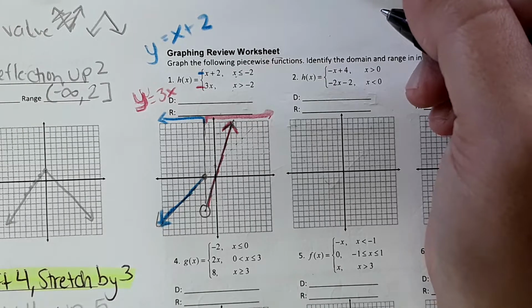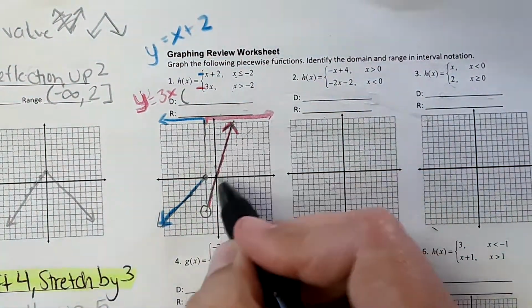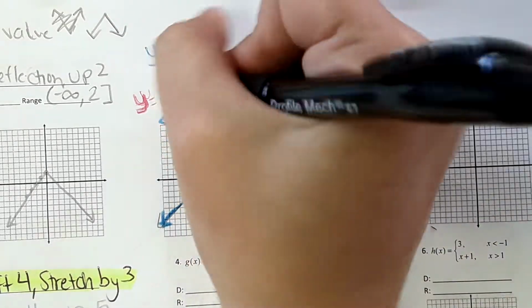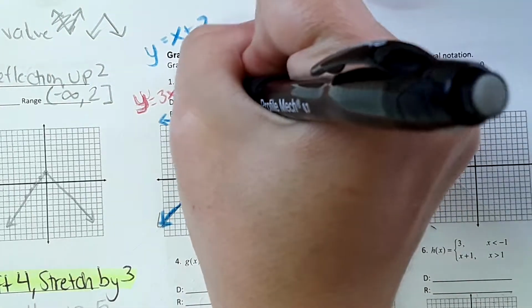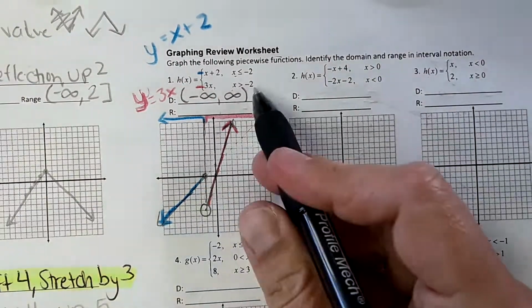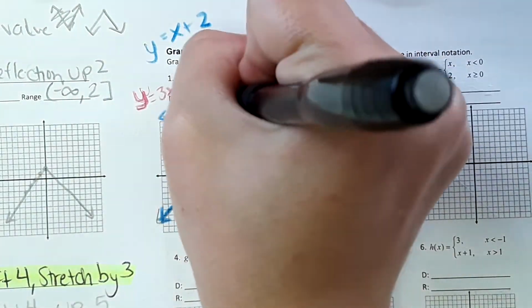And then domain, x values, it goes forever and ever to the left and forever and ever to the right. It does include this -2 because I do have a closed dot, so -infinity to infinity for domain. Range, it goes down forever and ever and up forever and ever, so -infinity to infinity.